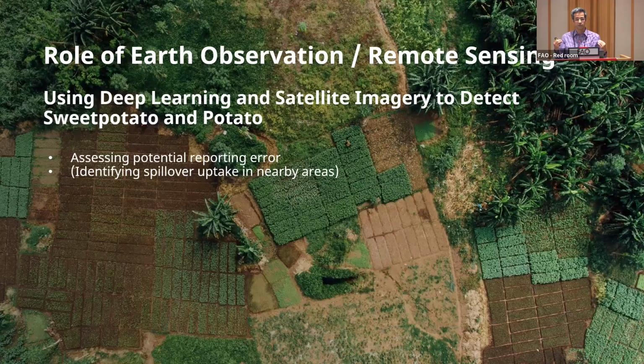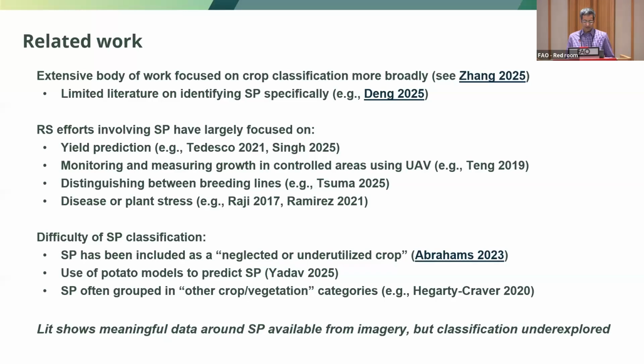We also initially tried to do this in a way that would capture spillover effects to other households who are not in our survey sample. More on that in a few minutes. So there's a lot of recent work trying to classify crop types. This is obviously very, very useful. There is very, very little work trying to classify sweet potatoes specifically, especially in a sub-Saharan African context. Again, this would be very, very useful, but it's challenging for many reasons.